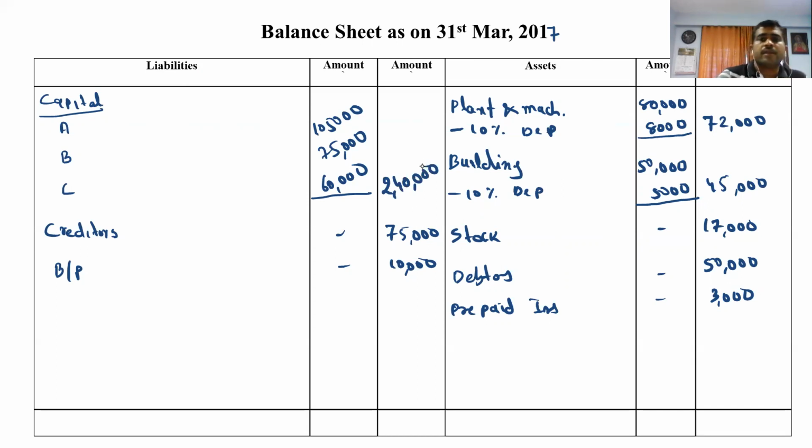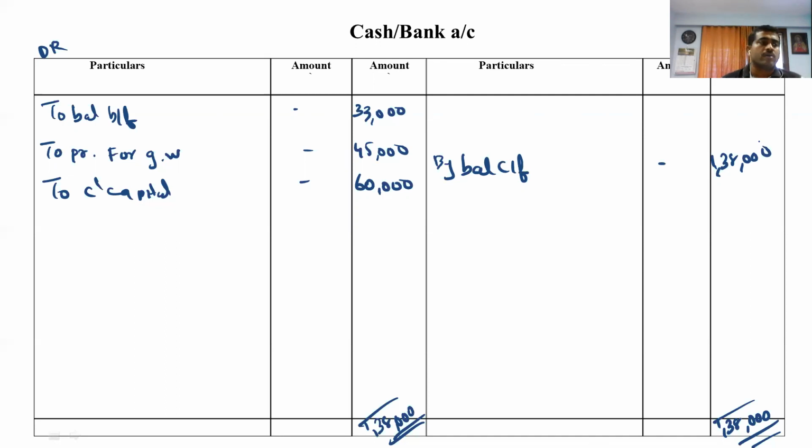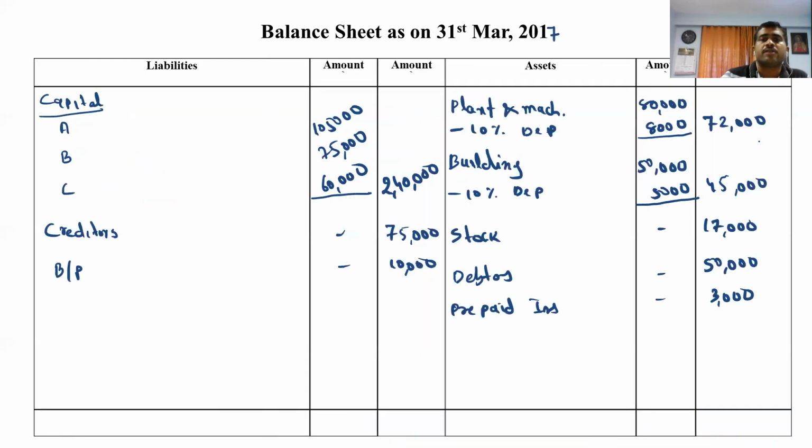Right? And then it's completed. Now make the total of cash. So cash comes 33 plus 45 plus 60. It comes 1,38,000. The same total we have to write here, 1,38,000. Now the balance also I think the same only. So by balance carried forward, 1,38,000. Now from where we have to go from this? From balance, we have to go to balance sheet.